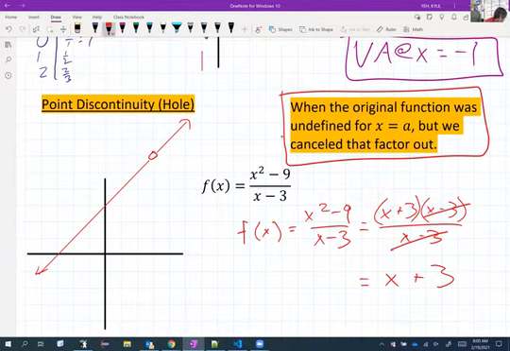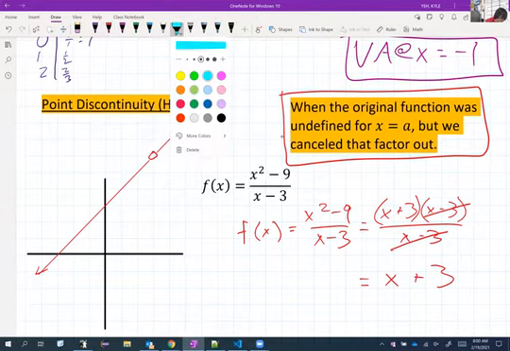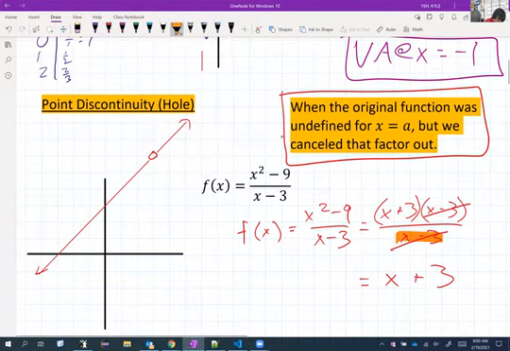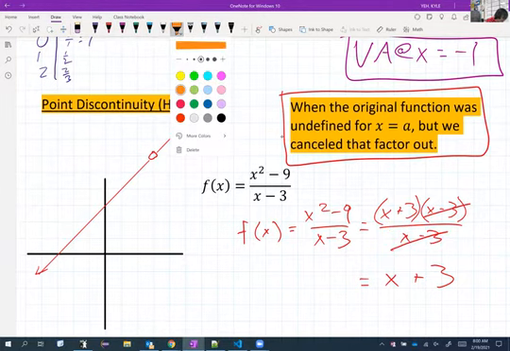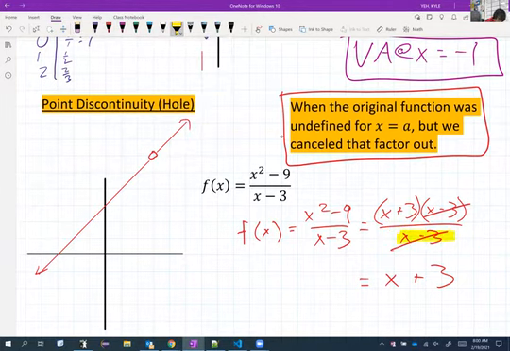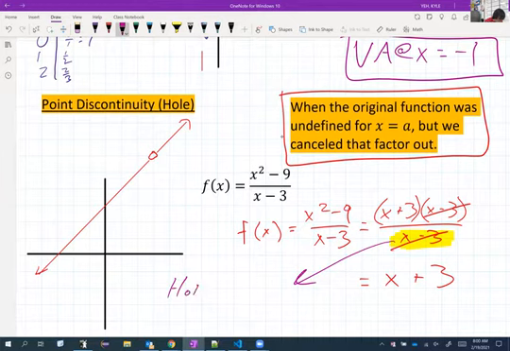However, even though we canceled this x minus 3 out, it still has a part to play in the graph. It still causes an undefined, because if we tried to plug in 3 into the original, we would be stuck trying to divide by 0 again. So if we cancel something out, it's going to cause a hole.